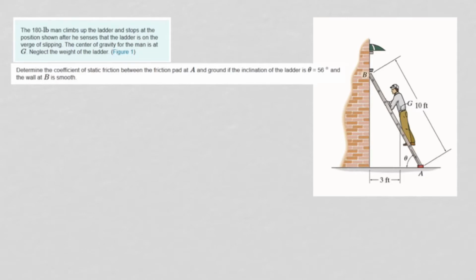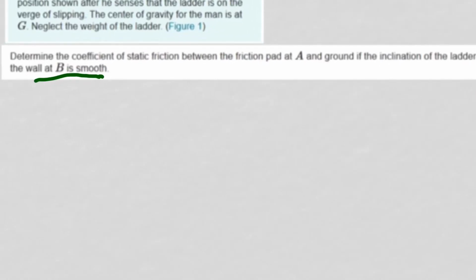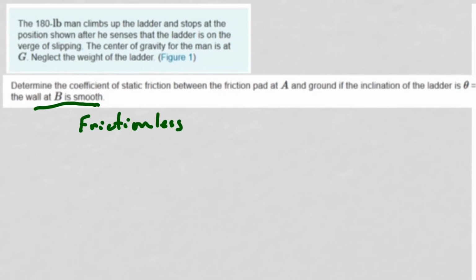So the question is, what does this mean? There's a few key terms in here. One is that it states that the wall is smooth. That means that at that location, it will be essentially frictionless. The other key term that we have in here is that it says it is on the verge of slipping. And what that means is that our frictional force Fs is equal to mu s times our normal at A. It means that it is actually equal at that location, and that is only because it is at the verge of slipping. Otherwise, that frictional force could be less.